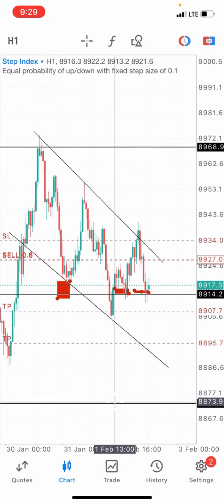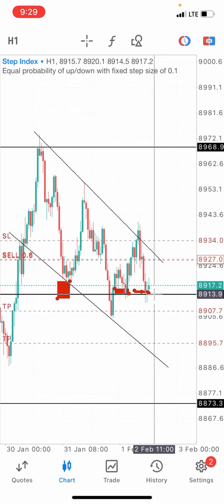Okay, so this is my support here, and now on the 1 hour time frame I've been able to spot another support at this level, right?